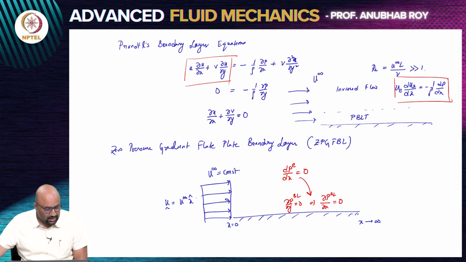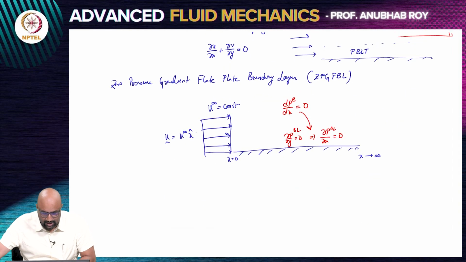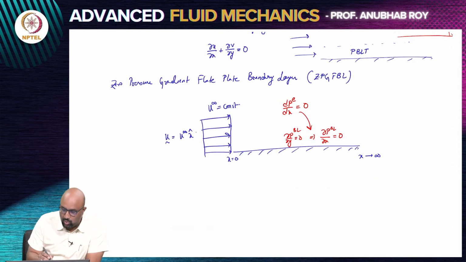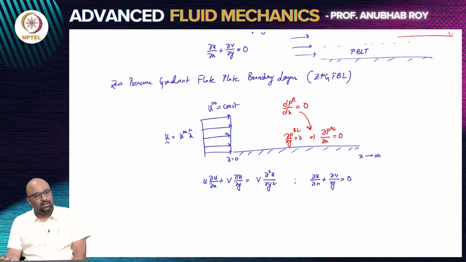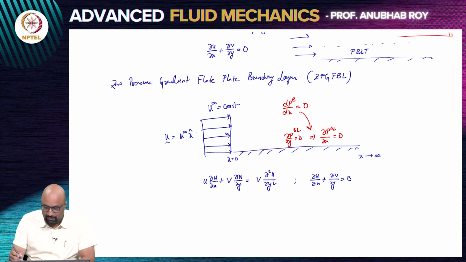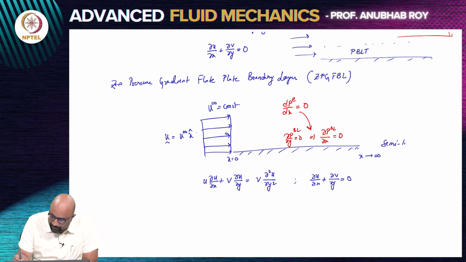Okay, so this is a simplification to our governing equation, which gives us a reduction to our equation: u ∂u/∂x within the boundary layer plus v ∂u/∂y is equal to ν ∂²u/∂y². And obviously you have your equation of continuity: ∂u/∂x plus ∂v/∂y is equal to 0. So these are the zero pressure gradient boundary layer equations that we have here for a semi-infinite flat plate. So the flat plate is semi-infinite.